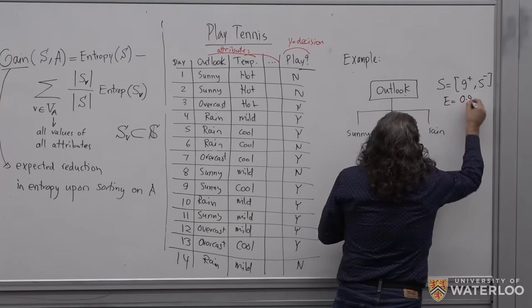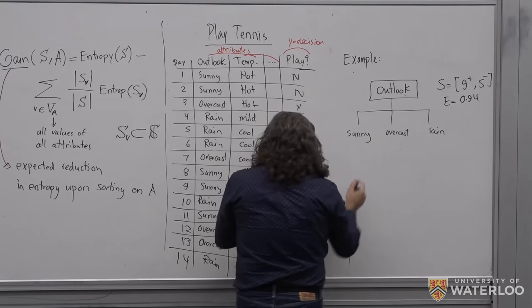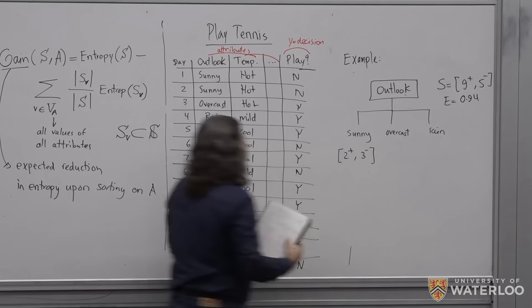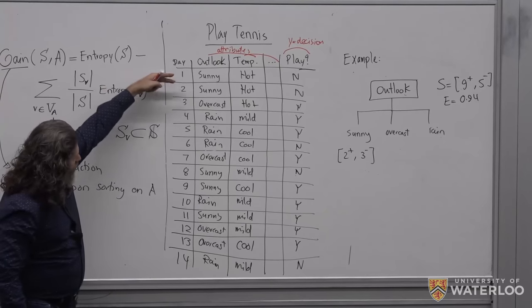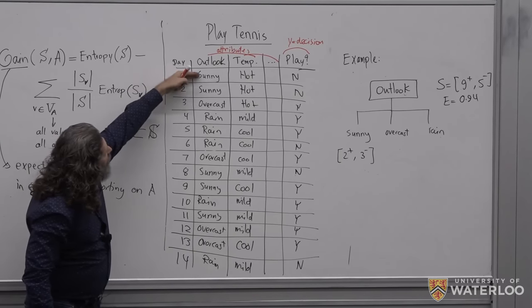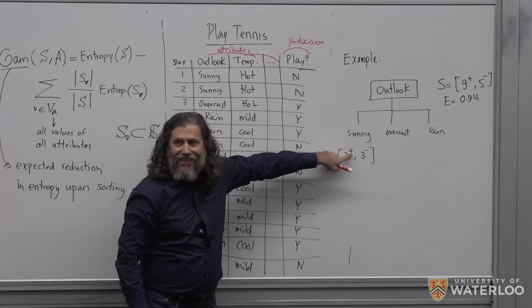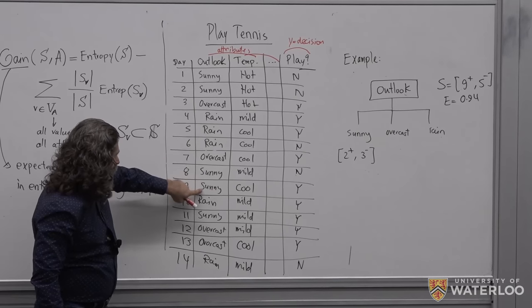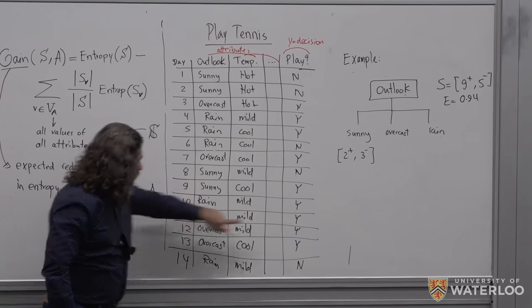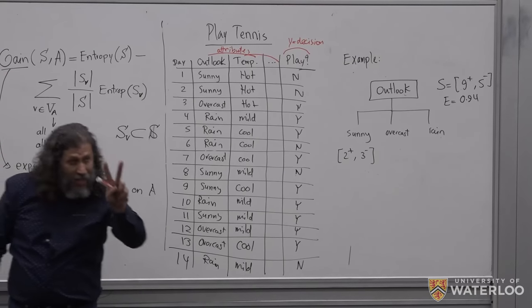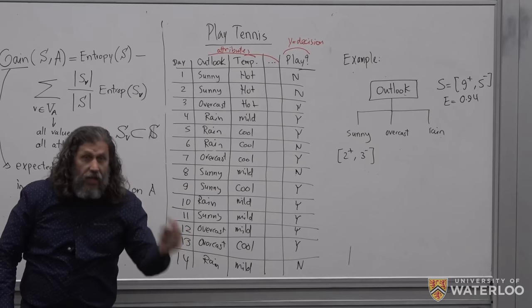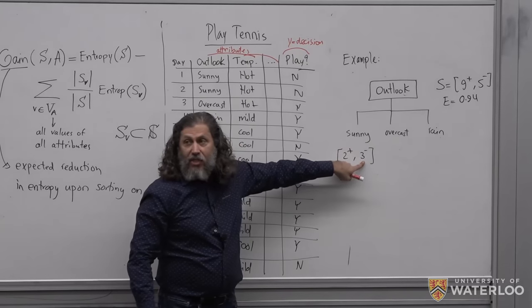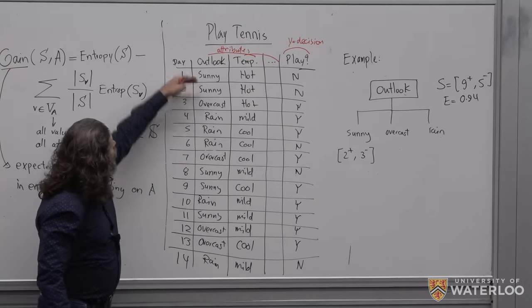So I have a subset, SV, right, of sunny outlook. I can calculate the entropy of this, 0.97, even higher. The subset of sunny days has even a higher entropy than the entire data set. What does it mean? Sunny alone probably is not a good value. I cannot make big decisions with this. So if the entropy is 1, just flip the coin. Because everything goes.